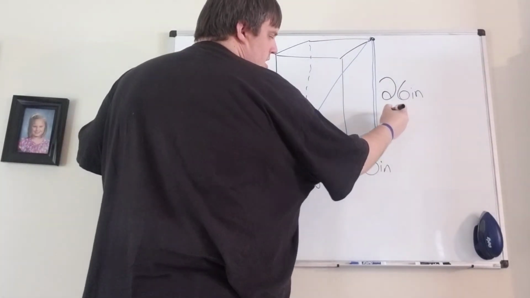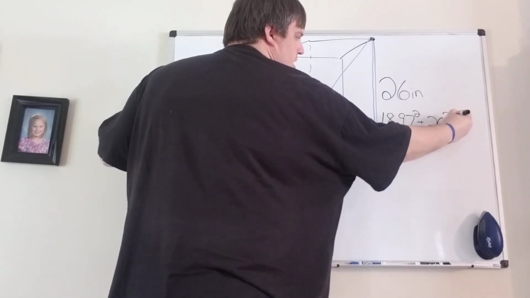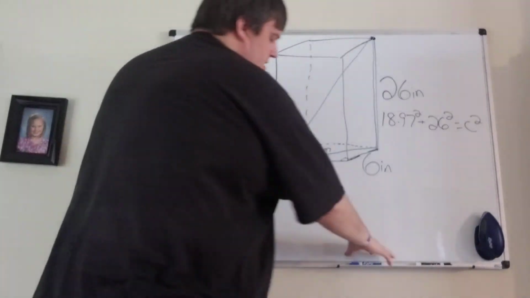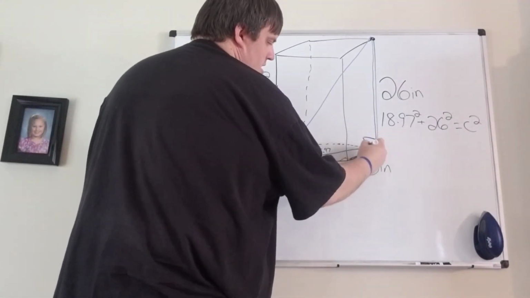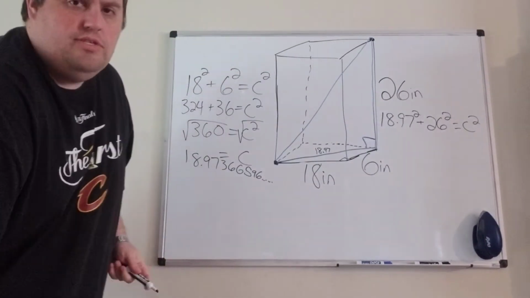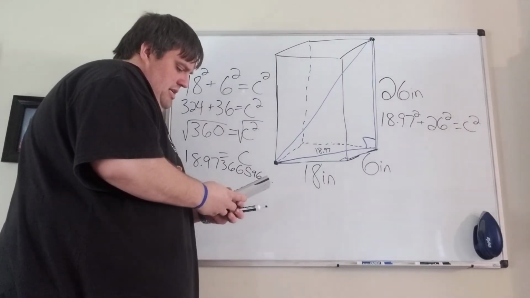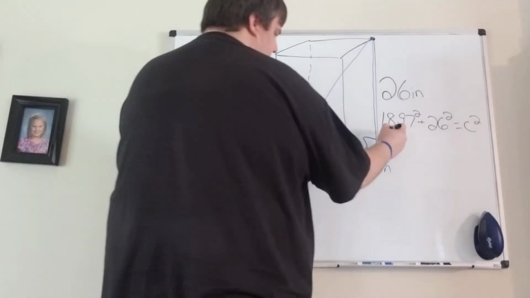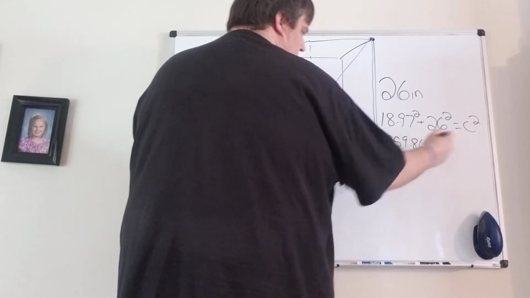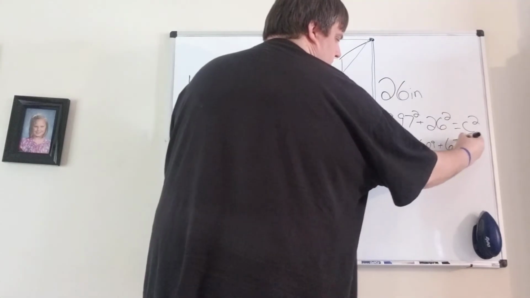So I'm going to do 18.97 squared plus 26 squared equals c squared. Again, that's got to be the hypotenuse, because in here, that would be my right angle. So across from my right angle is going to be my hypotenuse. And then we just need to do a little bit of calculation, right? So 18.97, square that, I got 359.8609. 26 squared, I got 676.